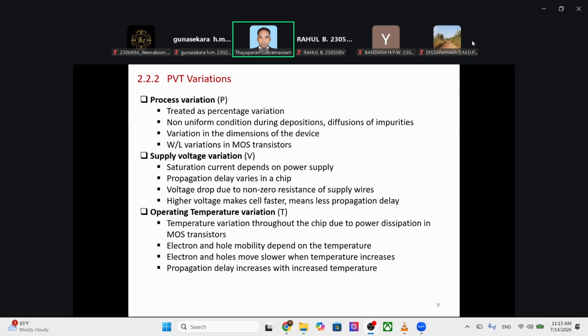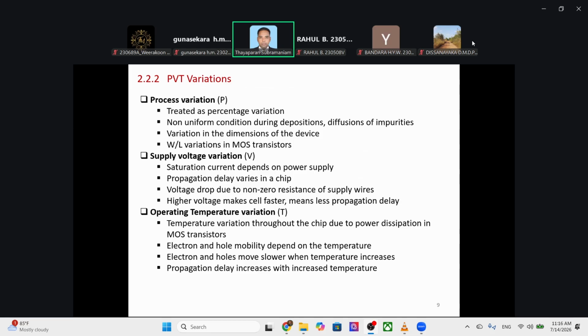So comparing all these, temperature variation throughout the chip is due to power dissipation in the MOS transistors. Why does temperature variation occur in the first place? Because with time the chip dissipates power, right? Therefore temperature change happens within the chip. Electron and hole mobility depends on the temperature. Electrons and holes move slower when temperature increases. Propagation delay increases with increased temperature. Right. So because of these PVT variations, the signal delay also changes.